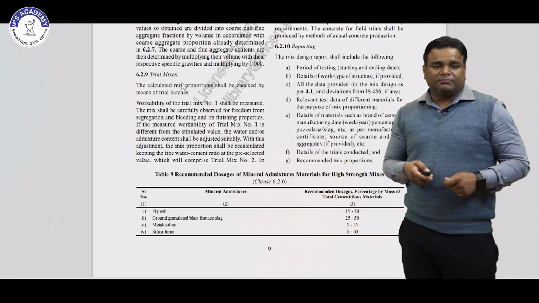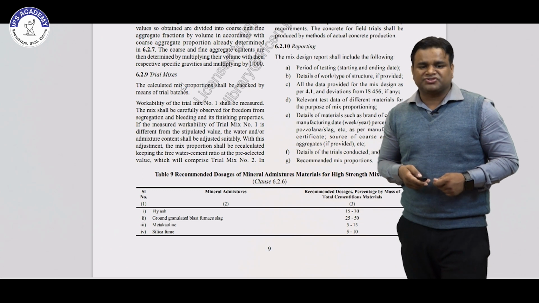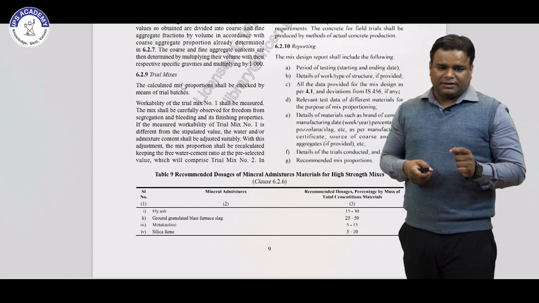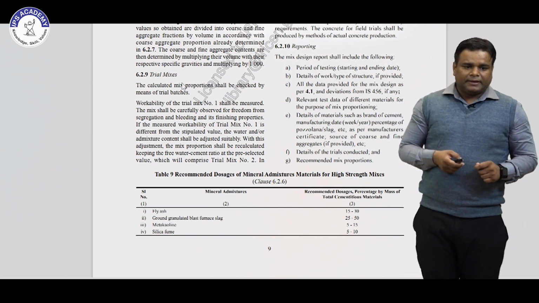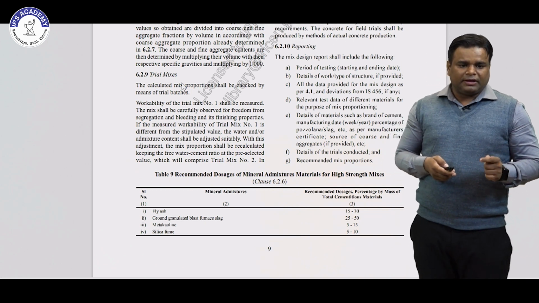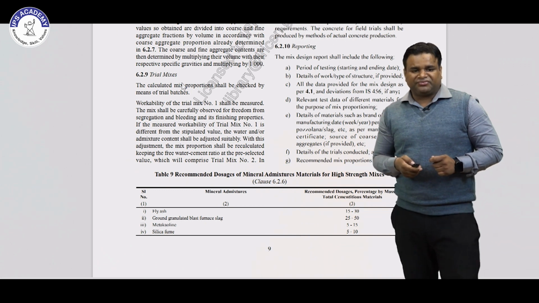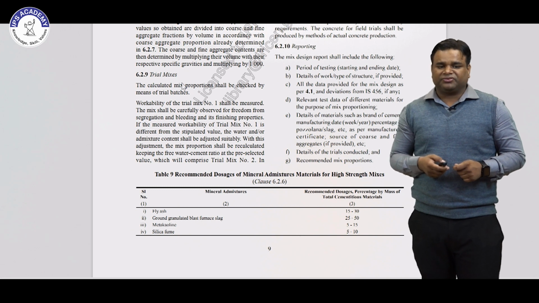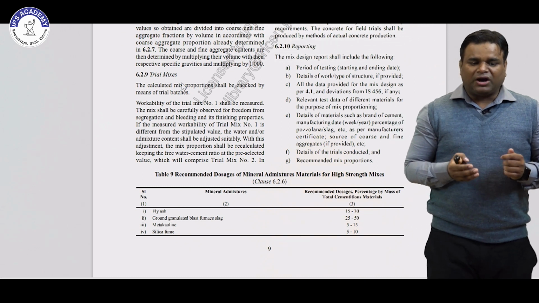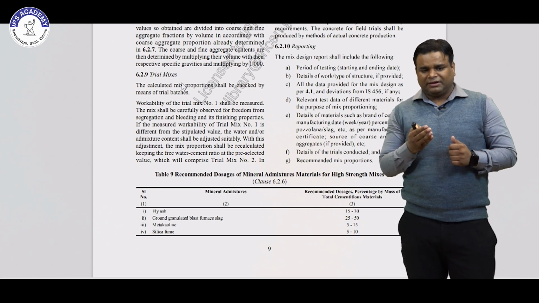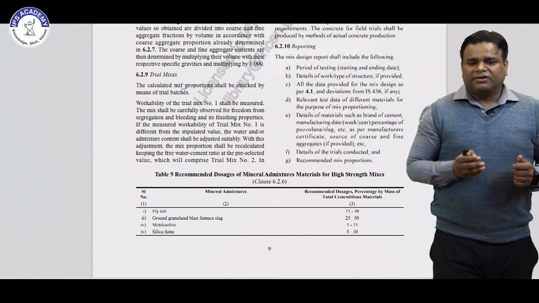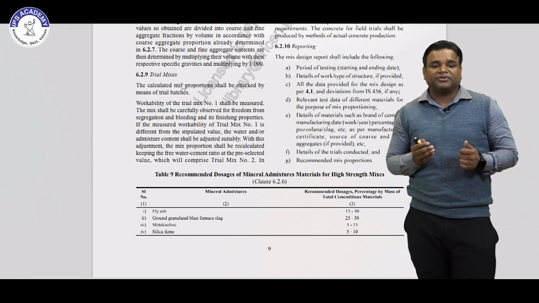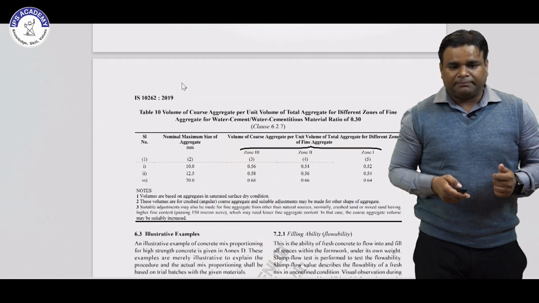Then these are the recommended doses of the mineral admixture materials for high strength mixes. For fly ash, the recommended dose is 15 to 30%. Then GGBS is 25 to 50%, metakaolin is 5 to 15%, and silica fume 5 to 10%. So these are the recommended doses, and the percentage we have to use in our concrete. So fly ash we can use only 15 to 30%, GGBS 25 to 50%, metakaolin up to 15% and silica fume up to 10% only.